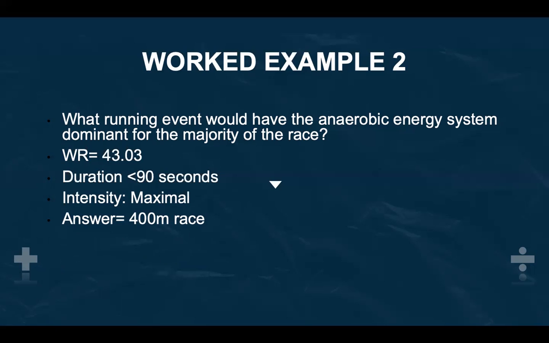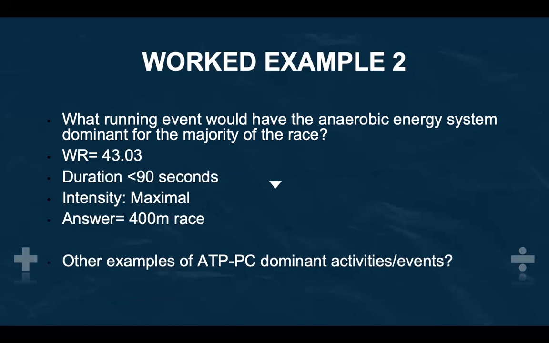At about the 15-second mark, the ATP PC system would stop being the dominant energy system, and the anaerobic glycolysis system would take over as the dominant system for the remainder of the race. If the race went any longer, the aerobic energy system would take over. So 400-meter race is a good example. Some other examples of anaerobic dominant activities or events: repeated sprints or a circuit program.